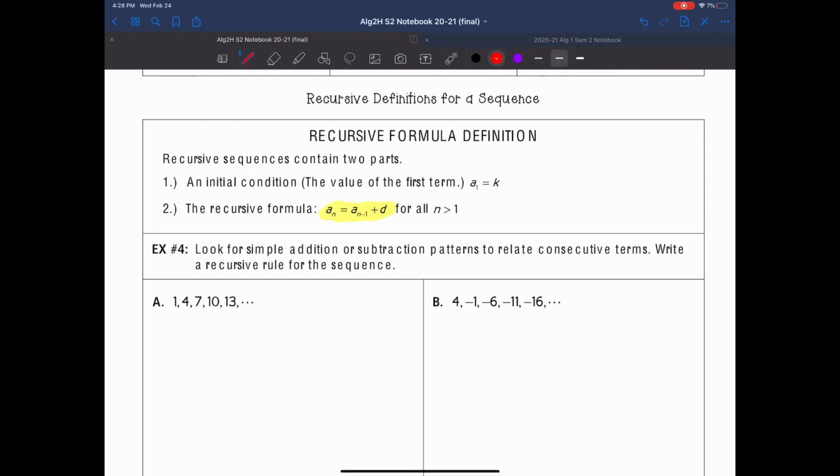Now, just to point out, we talked about this on the previous page, but A sub n minus 1 essentially represents the term before A sub n.